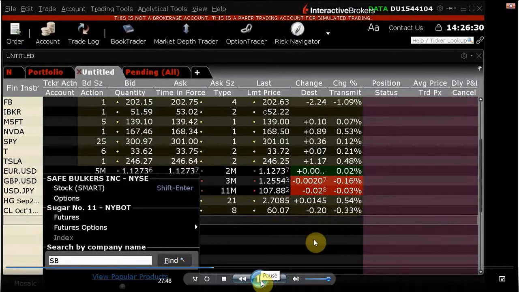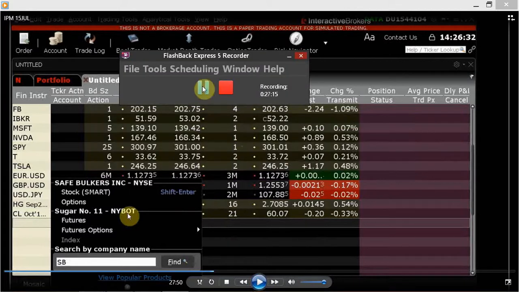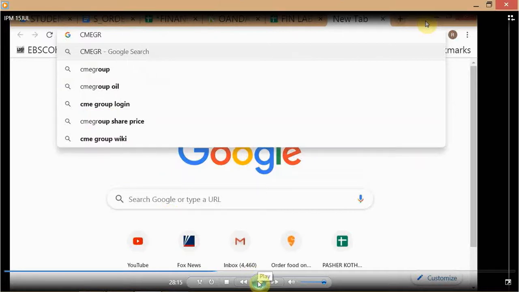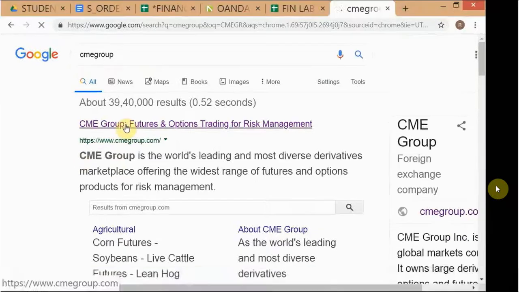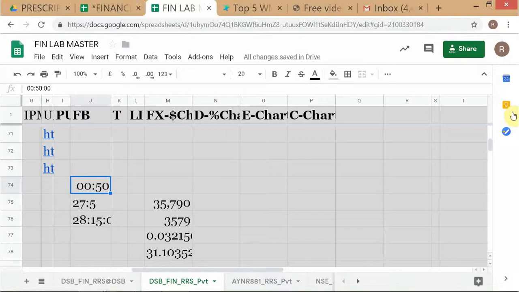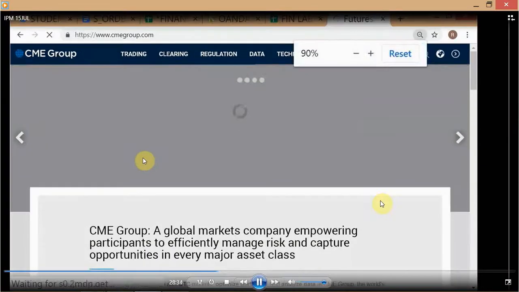Okay, and so the New York Board of Trade, this is NYBOT, is one of the major futures exchanges in the world. We go to their website and we would find out, if I'm interested in the sugar market, whether they have sugar futures, and you will find that they do have sugar futures.